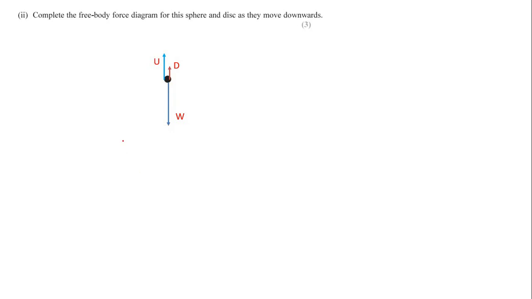This is the free body diagram, which is already drawn. So complete the free body diagram. You are given a sphere, and they ask you, because it is moving downward, so of course whenever some object is moving in a fluid, downward or upward, in this case the sphere is moving downward. So weight is acting down, upthrust always acts upward.